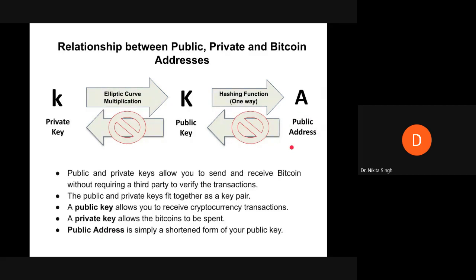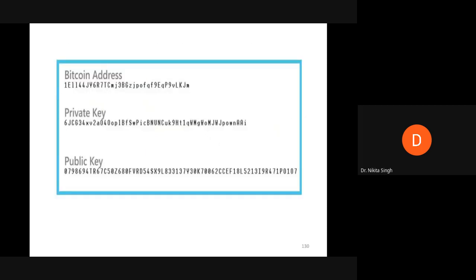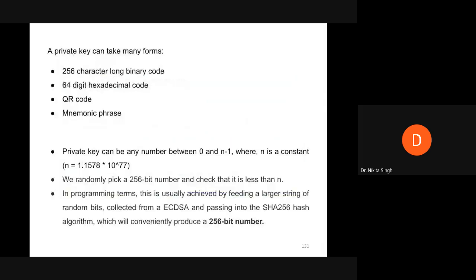And this public address for Bitcoin systems is 160 bits in length. So here is an example of how your public address, your private key, and your public key look. Your public and private key will always be 256 bits in length when we are talking about the Bitcoin blockchain. And your Bitcoin address, where you receive your funds, will be 160 bits in length.